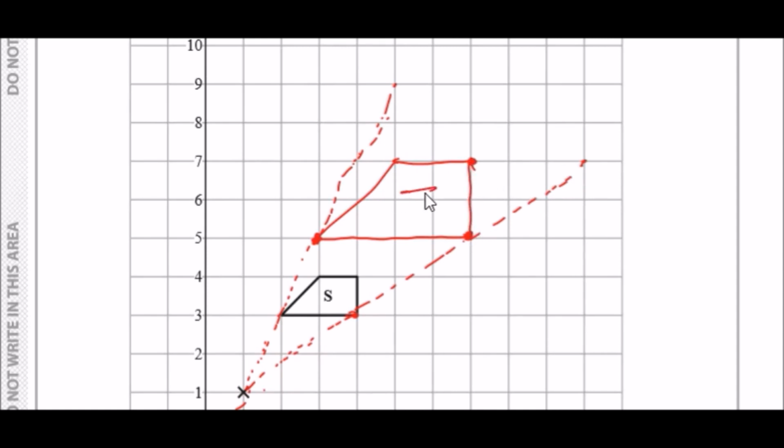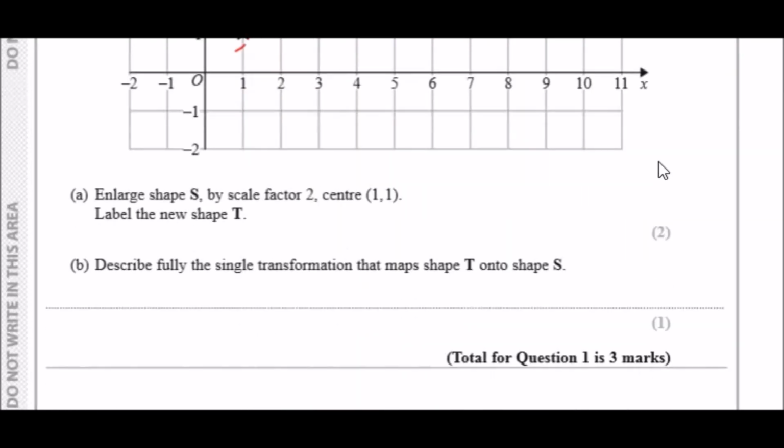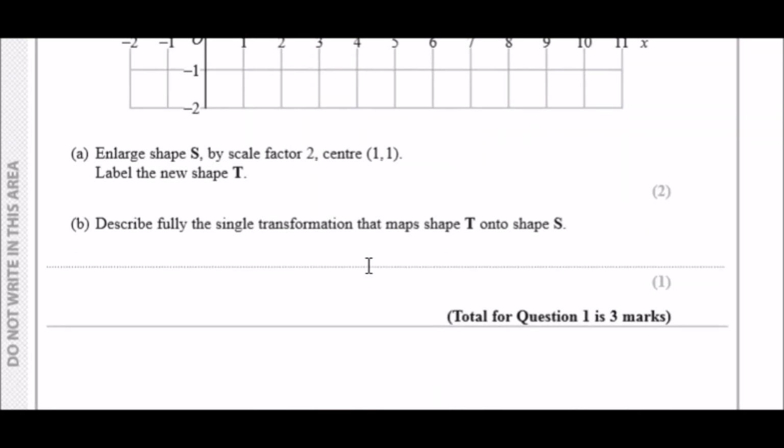And that's it, guys. That's literally how you enlarge something. This is just doing it with a freehand method. The key idea is to probably draw 4 lines, so 1 across every single point. So even across this point here and this point here, until you intersect everything. Anyway, let's keep going. So B, describe fully the transformation that maps shape T onto S.